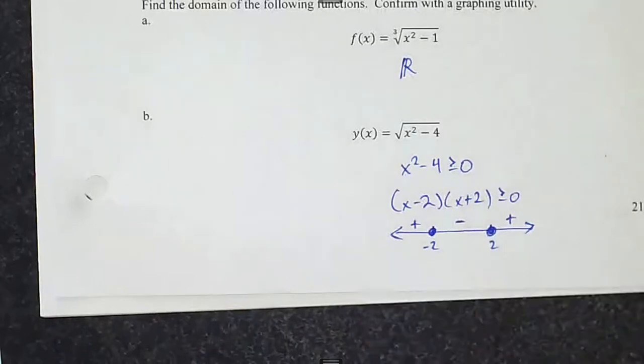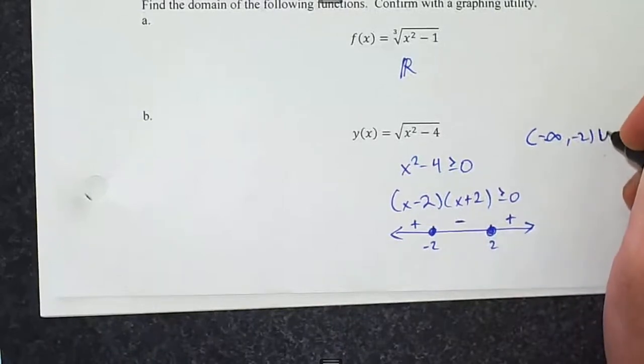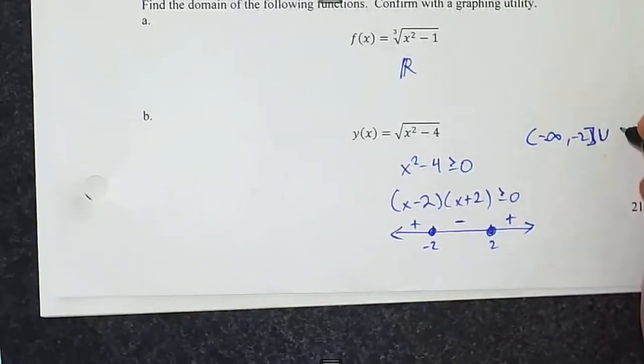Because remember, our domain is numbers such that they're real numbers in, real numbers out. That's what we require. We require real numbers to go into the function. They give me a real number coming out. If they don't give me a real number coming out, I got to throw them out, right? So my domain is negative infinity to negative 2 with a bracket union 2 to infinity.